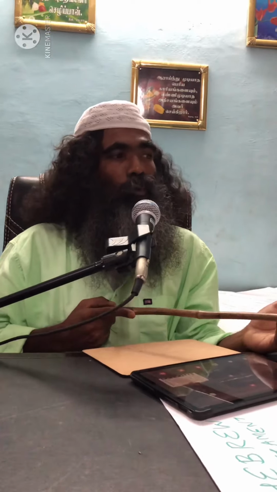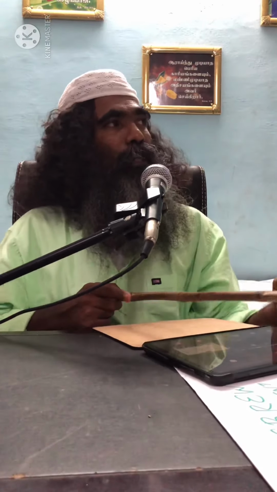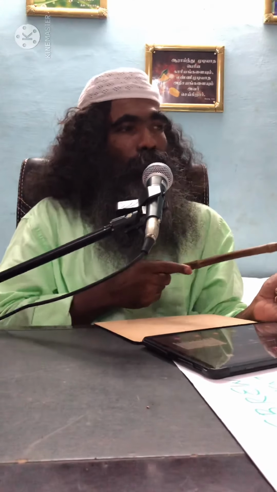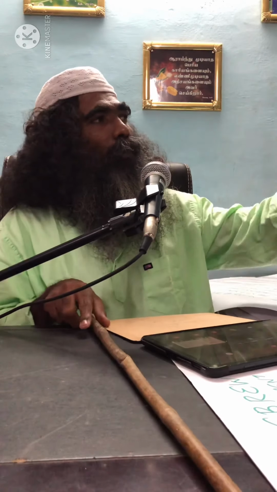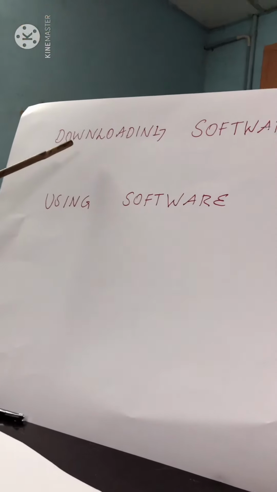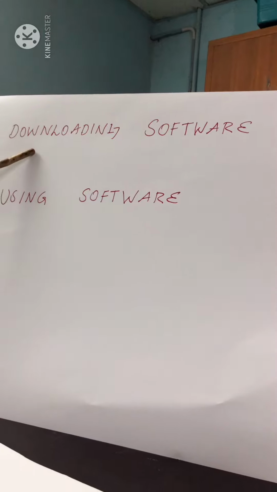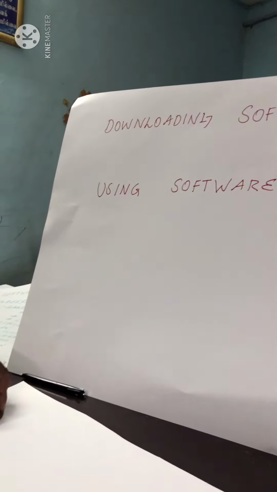The cost of each book is around rupees 140. Genesis 140, Exodus 140. Any book you want, you can buy. I repeat, two softwares, hagiostech.com and Hebrew Bible Reader. Now, I am going to tell you how to download the above softwares, then how to use the above softwares.